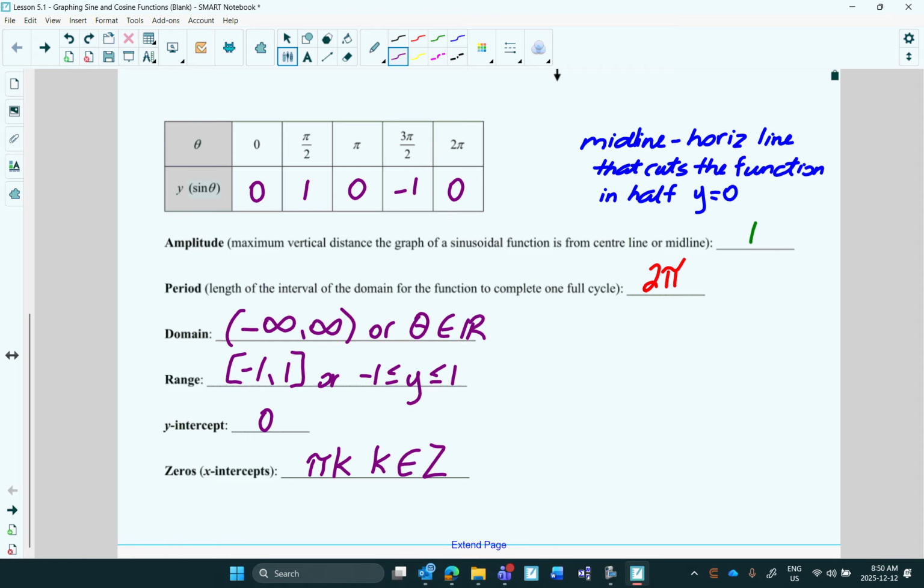It's every pi. So think about it. Like here, if k was 0, that means the x-intercept would be 0. That's one of them. If k was 1, that means the x-intercept would be pi. If k was 2, the x-intercept would be 2 pi. If k was -1, the x-intercept would be -pi. If k was -2, -2 pi, etc. So that's the notation to write it. It's happening every pi.